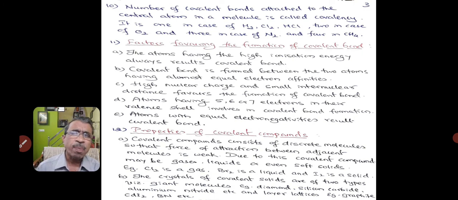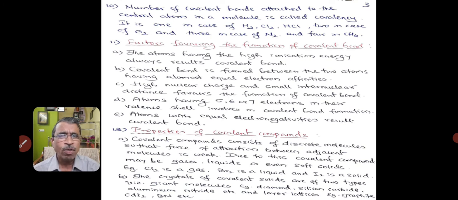Let us study the properties of covalent compounds. Covalent compounds consist of discrete molecules, so the force of attraction between adjacent molecules is weak. Due to this, covalent compounds may be gases, liquids or even soft solids. For example, chlorine is a gas, bromine is a liquid and iodine is a solid.